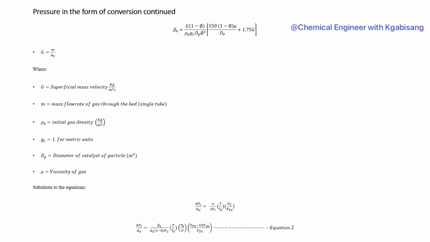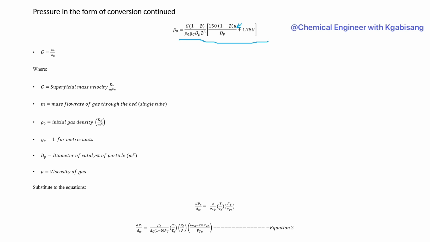We can also expand B, whereby it's expressed in the form of superficial mass velocity. It's also expressed in the form of the initial gas density, the diameter of the catalyst particle, and also viscosity. If we substitute A and B, which are both constants, into our pressure equation, it will yield us equation number 2.